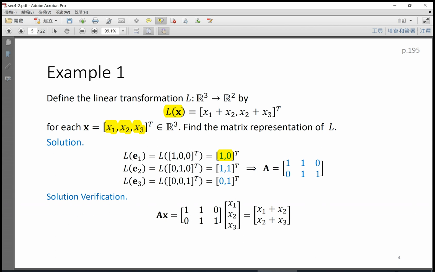Then, from theorem 4.2.1, we obtain the matrix A, where the first column is L(e1), and the second column is L(e2), and the third column is L(e3).